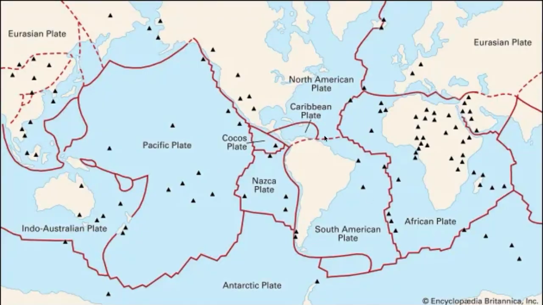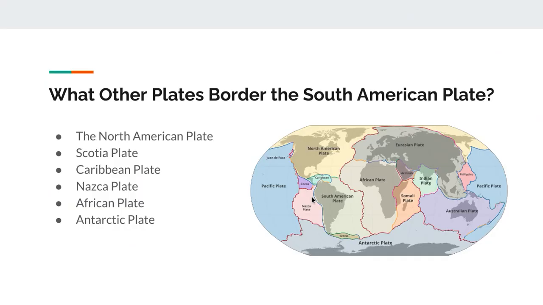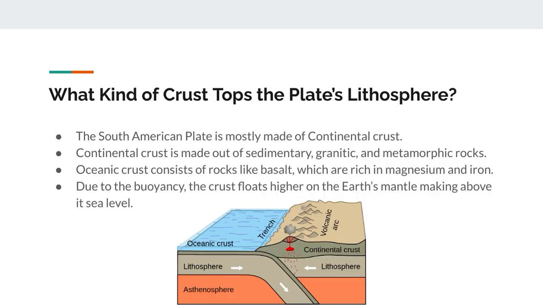This is my visual on the boundary map. The North American Plate, the Scotia Plate, the Caribbean Plate, the Nazca Plate, the African Plate, and the Antarctic Plate all border the South American Plate.